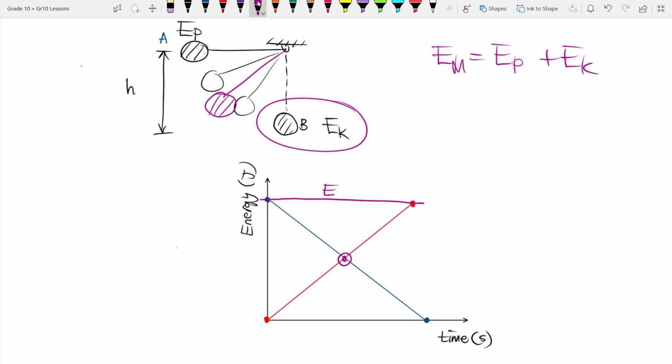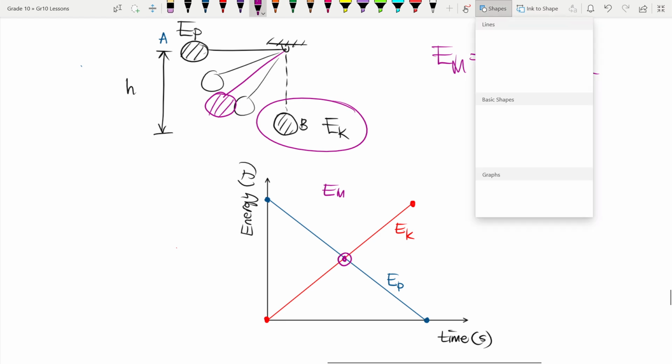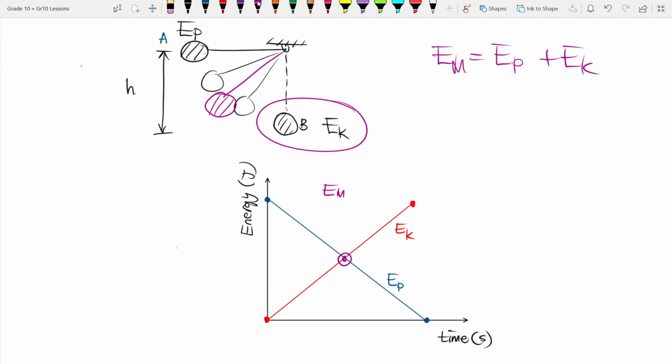This is the graph for EM. The red one is the graph for EK. The blue one is the graph for EP. I don't know if the point I'm trying to make makes sense. Yes, it makes sense. Yes, sir, thank you. So the mechanical energy doesn't change. It stays the same value.